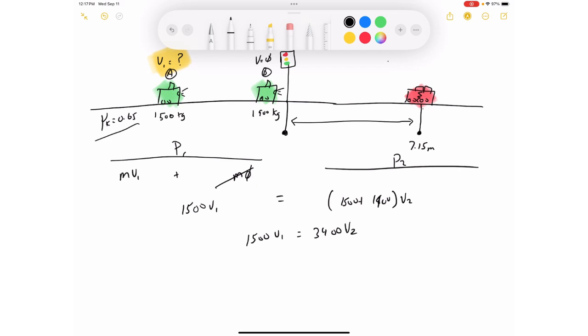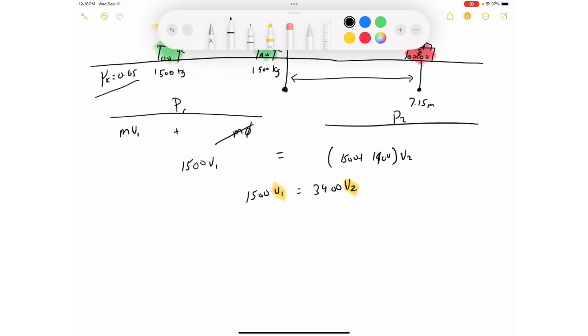Perfect. Now what we're looking for is V1. Of course, V2 would be nice as well, but what we really want to know is V1. Now, we have an equation here, so let's just solve it. Well, the problem is we have one equation and two unknowns. This is an unknown, and this is an unknown. So we need at least two equations in order to solve this. So we need another equation. So what can we do?